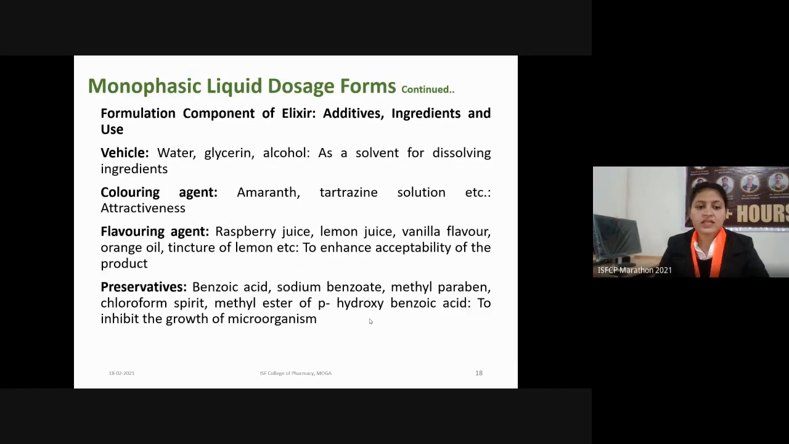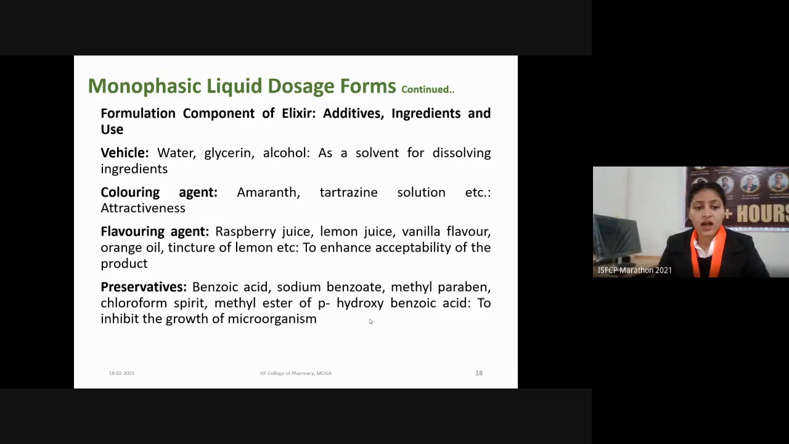The next excipient that we use in the preparation of monophasic liquid dosage forms is the flavoring agent. A flavoring agent helps us to mask the foul odor of the particular formulation or drug. So, examples of flavoring agents are raspberry juice, lemon juice, vanilla flavors, orange oil, tincture of lemons, and many more. We can use any of these flavoring agents in the preparation of the elixirs.